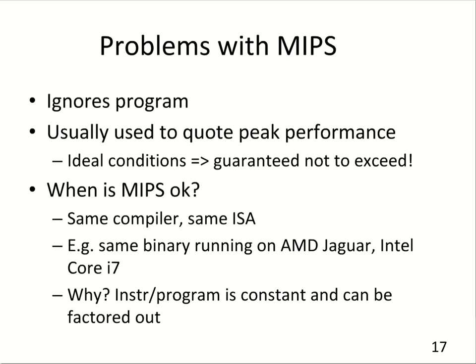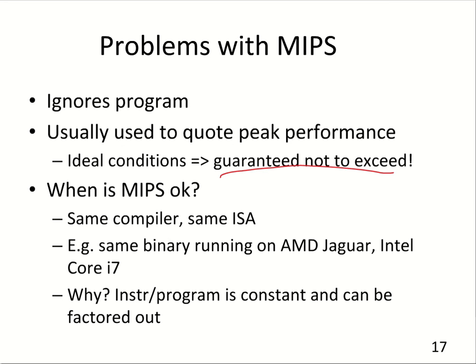The real problem with MIPS is that it ignores the program. It's usually used to do things like, quote, peak performance. Peak performance is really just something that you can trust that you will never exceed that level of performance on that particular system. It's measured or estimated under ideal conditions.